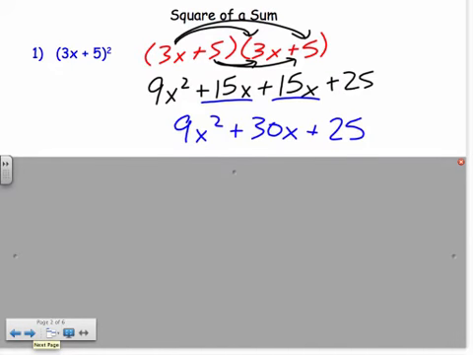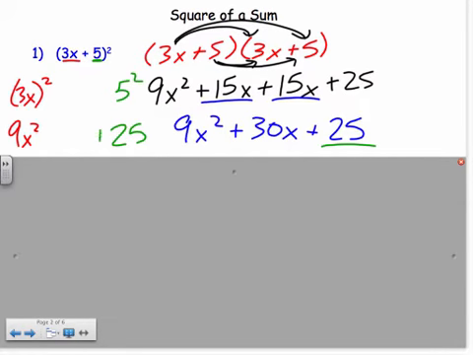And let's take a look at what happened here. If you look at going from 3x to that 9x squared right away, what really happened is we took this 3x and we squared it to give us 9x squared. If you take a look at the last term of our answer, that positive 25, what we did was we took the second term of our binomial, 5, and we squared that. 5 squared to give us 25. And that was a positive 25.